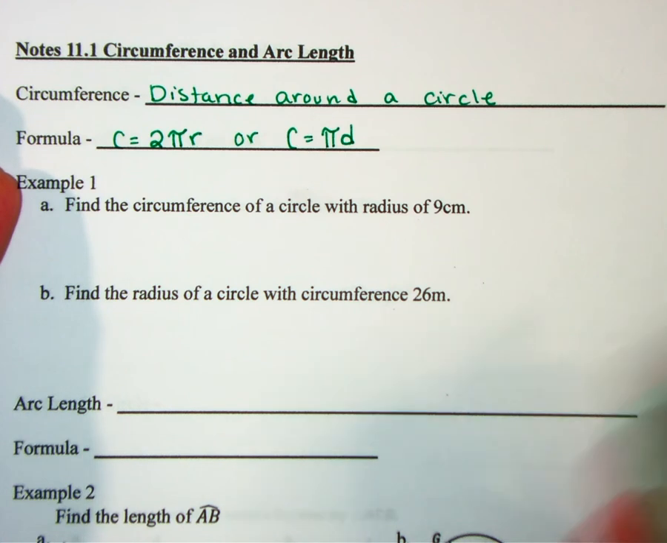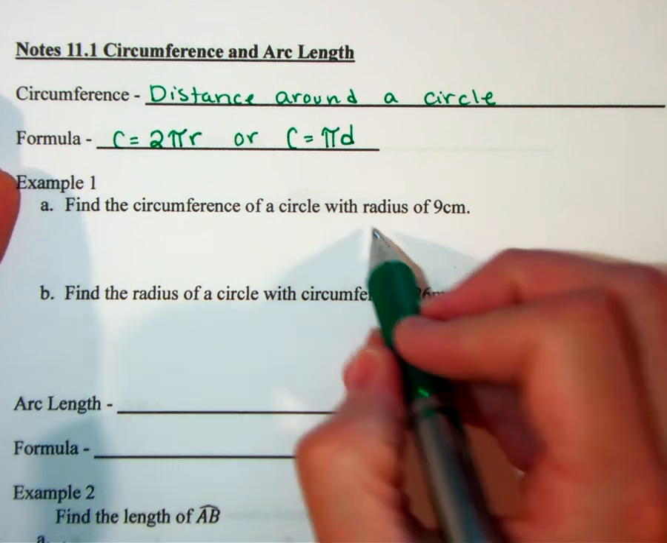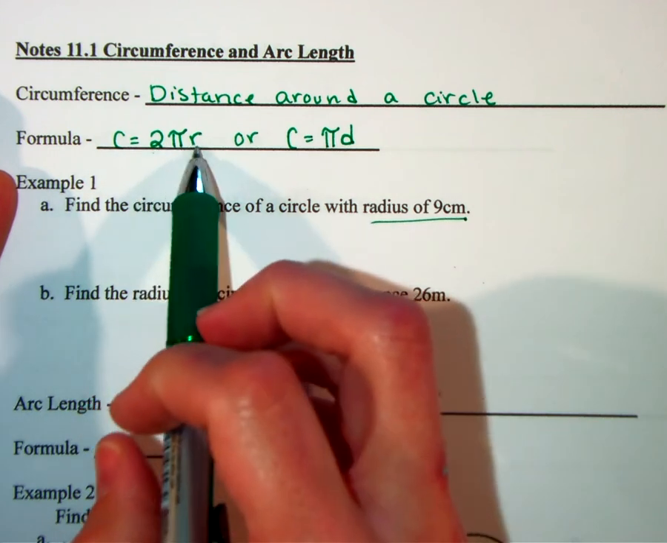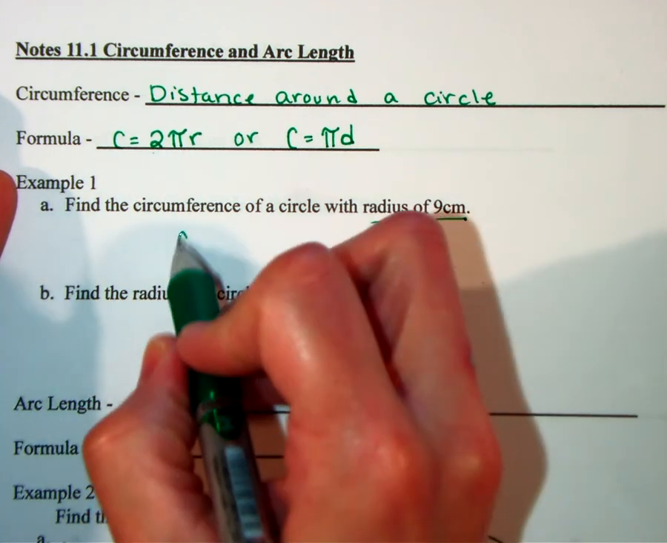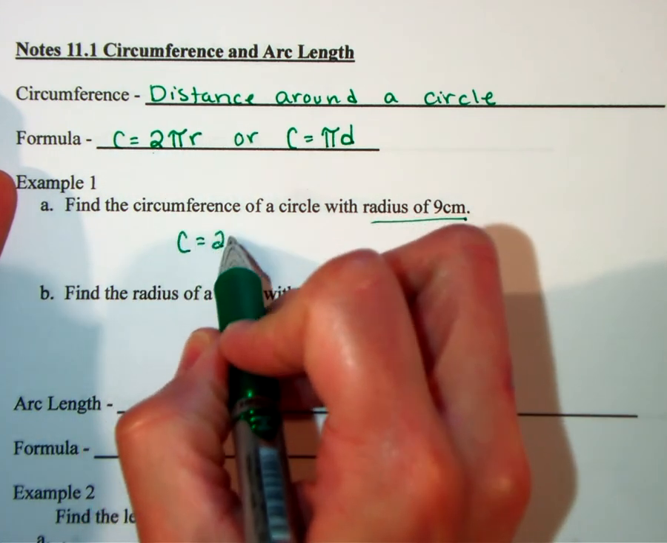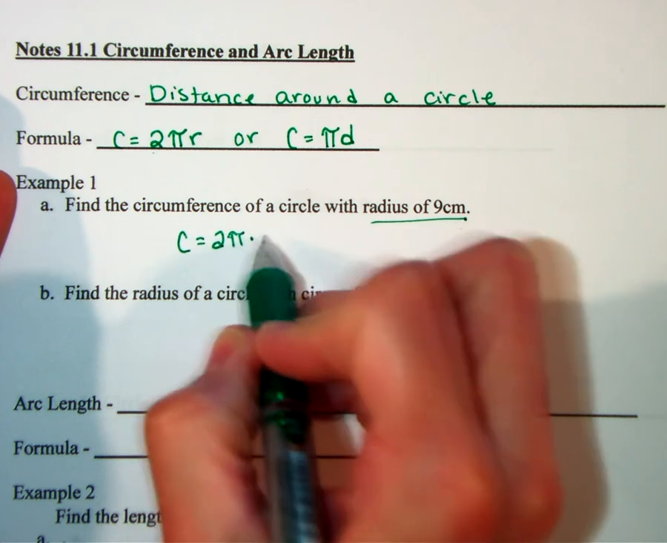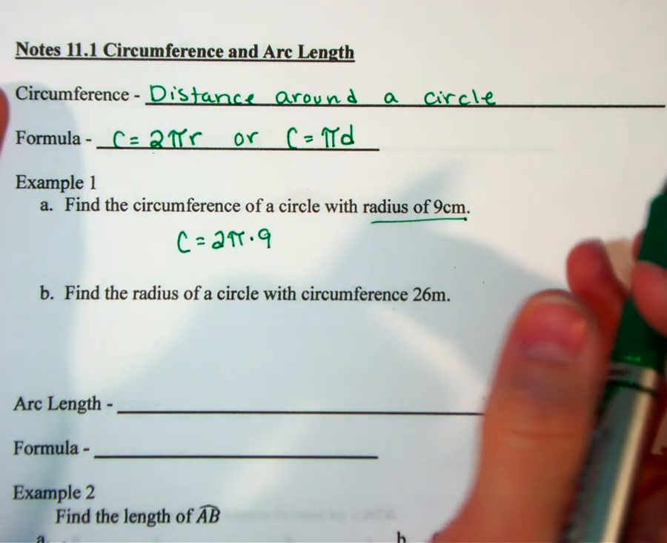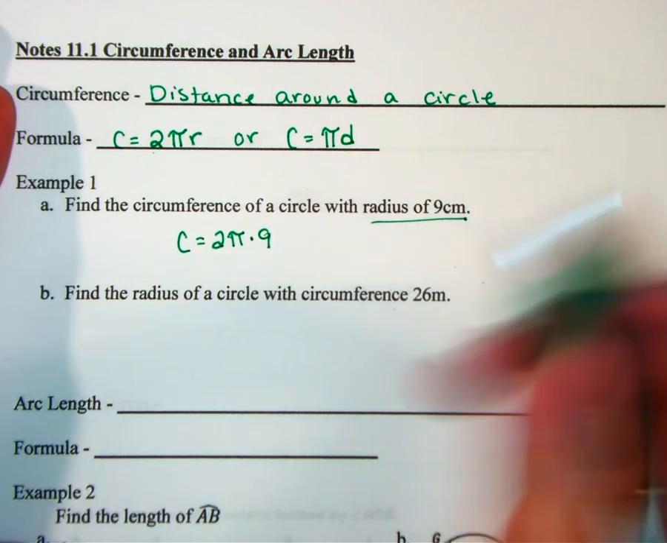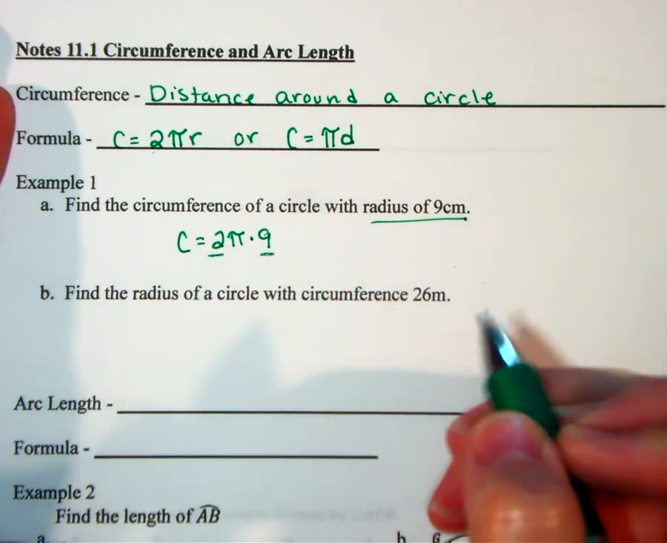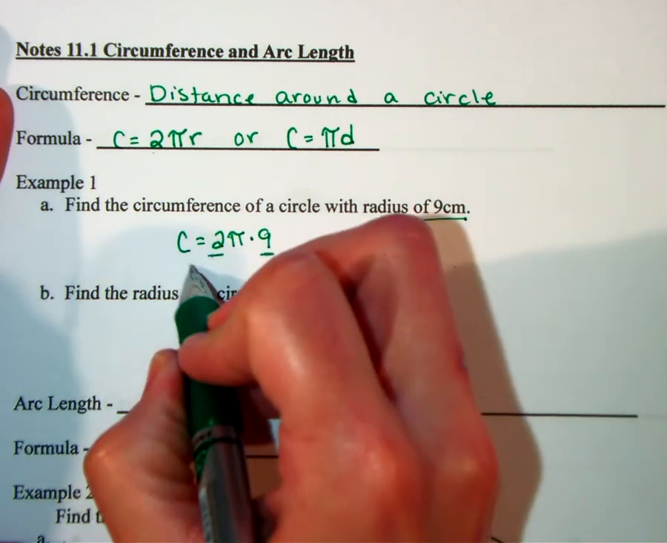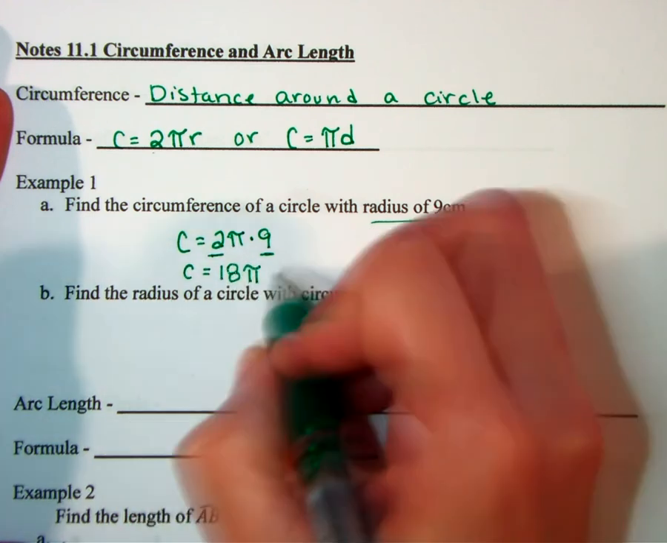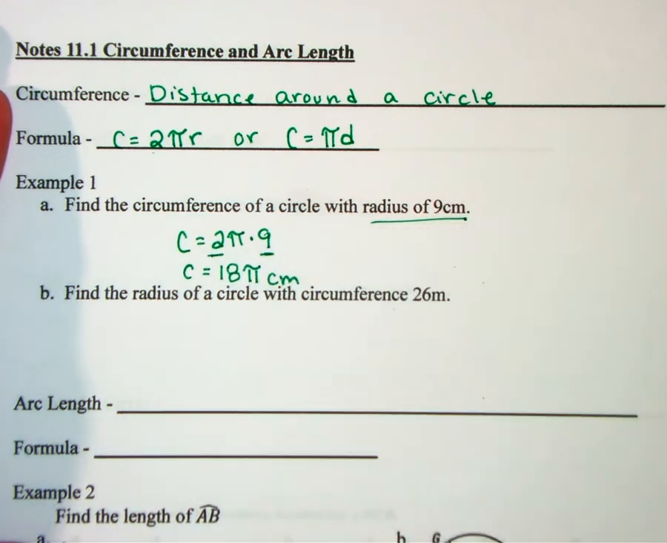Okay, so the first one just says find the circumference of a circle that has a radius 9. So if it has a radius 9, then we can use the 2 pi r. Circumference equals 2 times pi, if we're following the formula, times 9. Now, the way that we leave circumference is we leave it in terms of pi. So your actual answer would be to take 2 times 9, which is 18, and your circumference would be 18 pi.